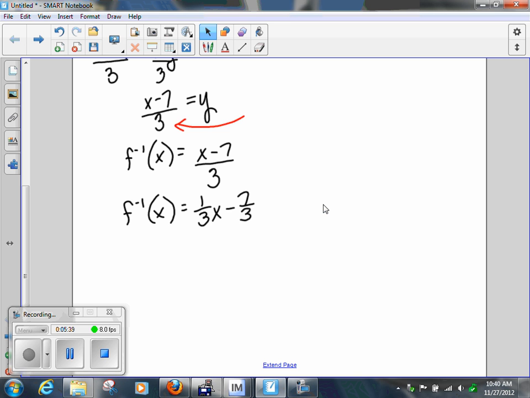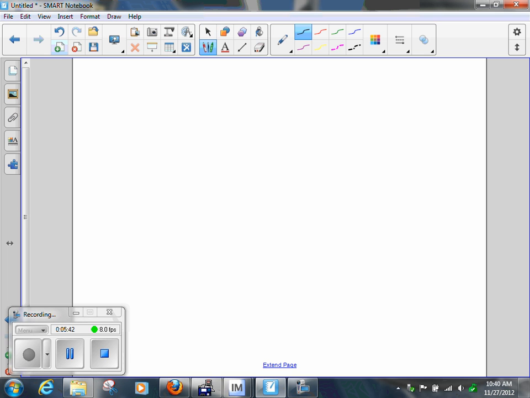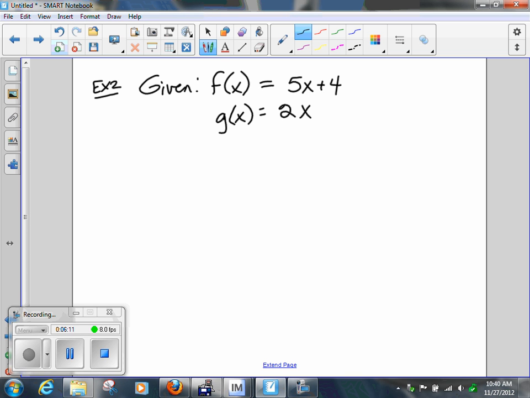Here's another review problem. Why might I be giving you review problems? I'm guessing you might have a graded assignment at some point today, you think? f of x is going to be equal to 5x plus 4, and g of x is equal to 2x. That's what you're given. We're given an f function and a g function, okay?